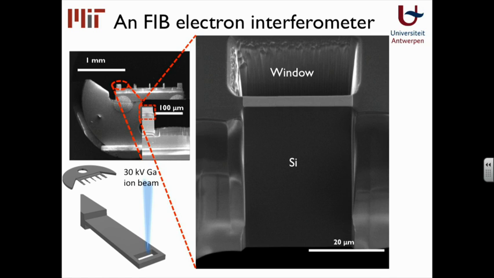The first thing we do is go into one of these cantilevers, and as you can see in the schematic to the top left, we use a 30 kilovolt gallium ion beam to mill a window all the way through the cantilever. You can see an image of that window in the SEM image on the right. This window acts as a milling stop for future steps, and it also defines the active area of our gratings.